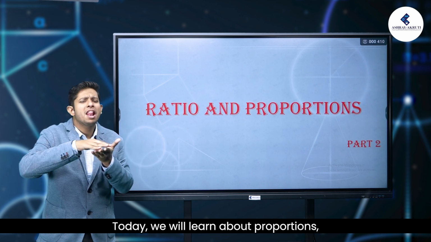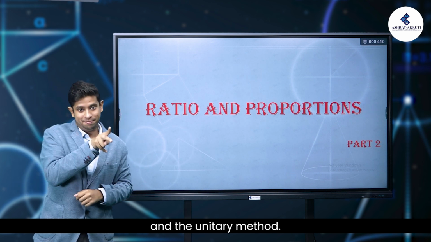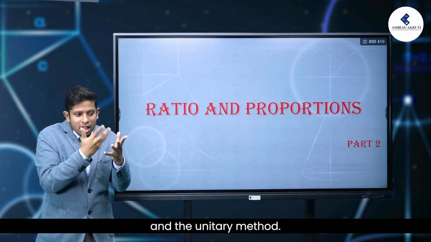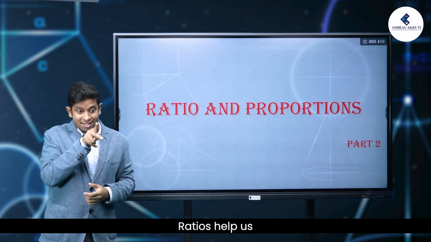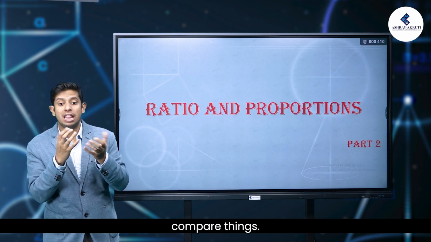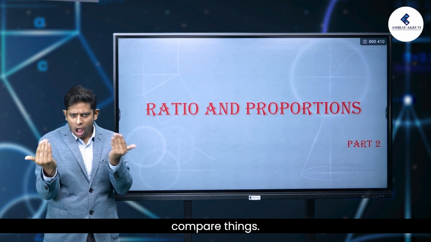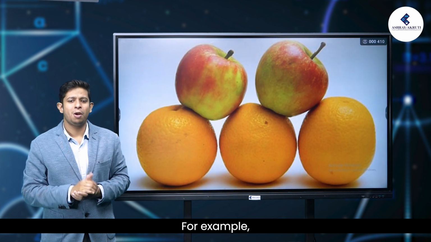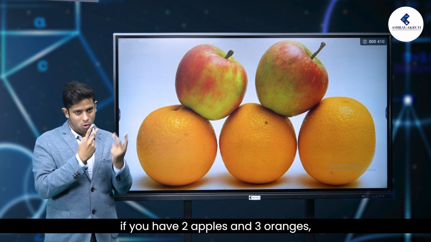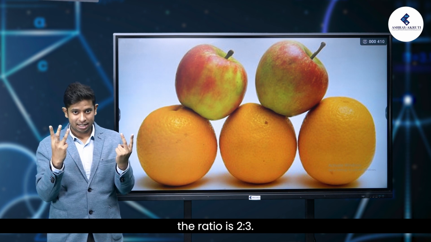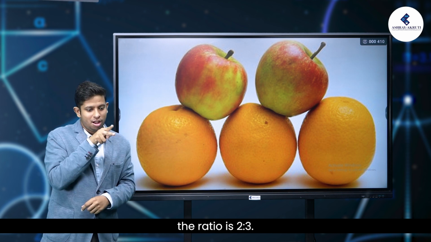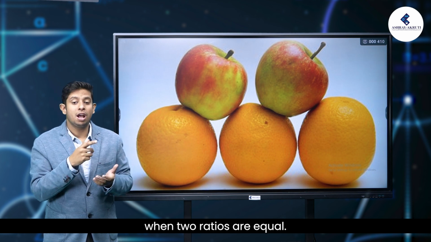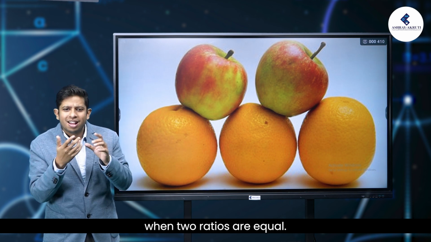Today, we will learn about proportions and the unitary method. Ratios help us compare things. For example, if you have 2 apples and 3 oranges, the ratio is 2:3. Proportions help us understand when two ratios are equal.